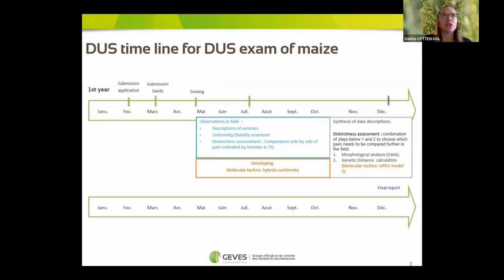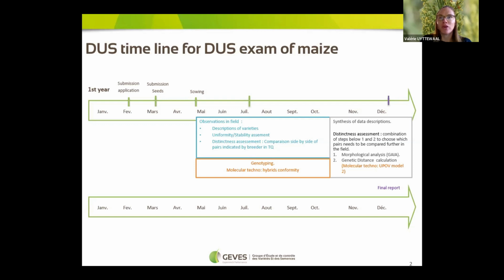This figure is a summary of the DUS exam for maize. During the first years, we observe in the field the candidate varieties to make a description of the variety, to make uniformity and stability assessment, to make distinctness assessment, and side-by-side comparison of peers indicated by the breeder's company. We also make genotyping, and at the end of the first years, we make a synthesis of the description data.